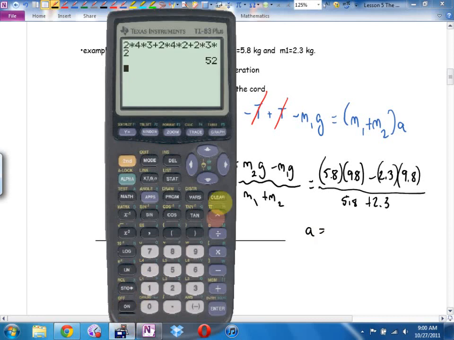Brackets. On my graphing calculator, even though I write brackets between numbers, that would be bracket, bracket, too much typing. I just go 5.8 times 9.8 minus 2.3 times 9.8. That's the top. Divided by, is there more than one thing on the bottom? Bracket, 5.8 plus 2.3. That's how you type it in. And you get 4.23. Although that's kind of a neat decimal. 2, 3, 4, 5, 6, 7, 9, 10, 11? No? I'm the only nerd that noticed that? Okay. 4.23. Units.